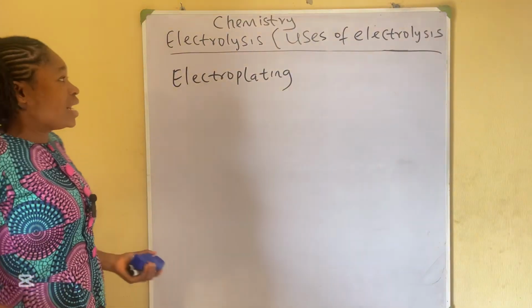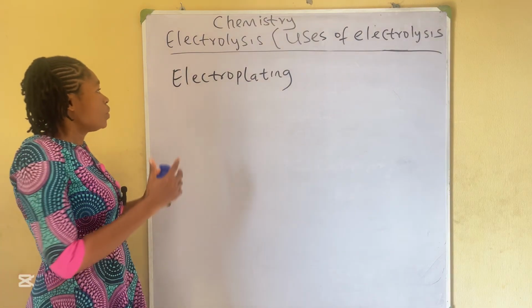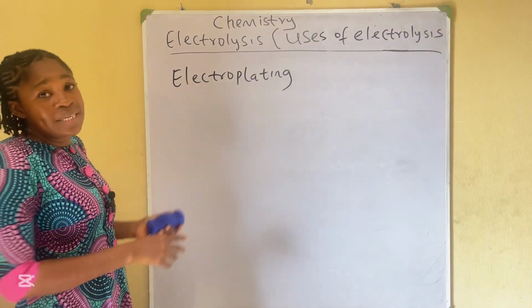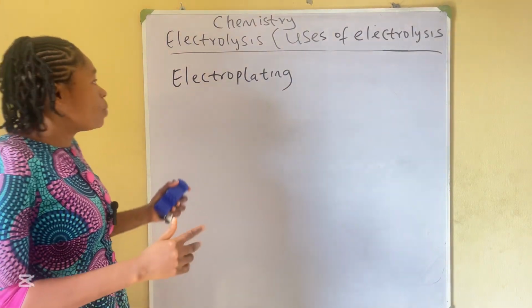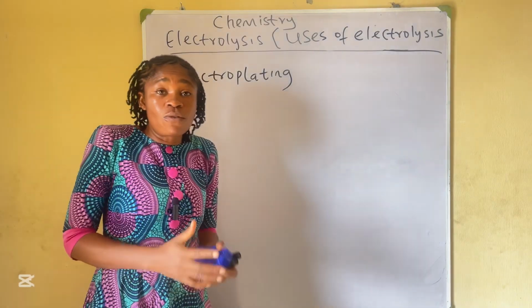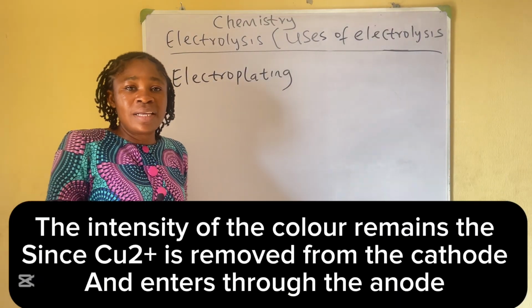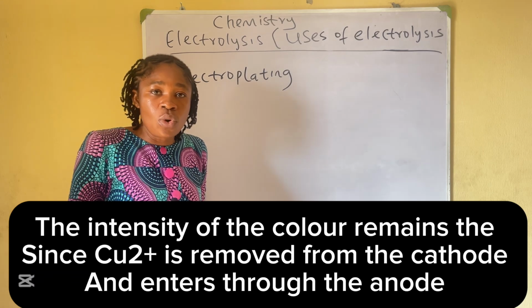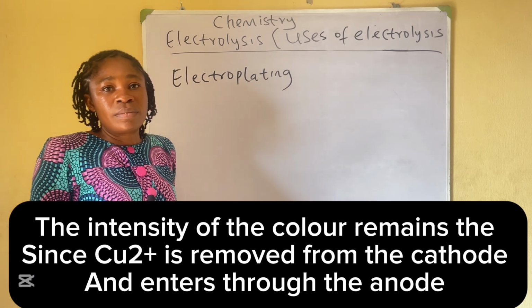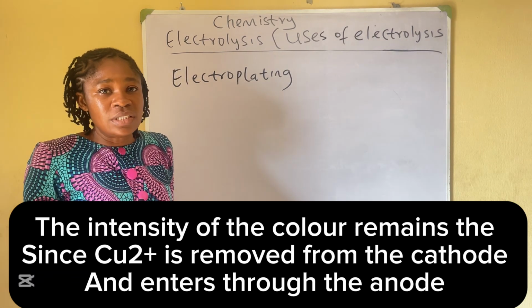Okay, let's look at an application of electrolysis, which is electroplating. What's electroplating? Electroplating is the method or process of coating the surface of one metal with another, such as copper, silver, nickel, chromium, or gold, by means of electrolysis.